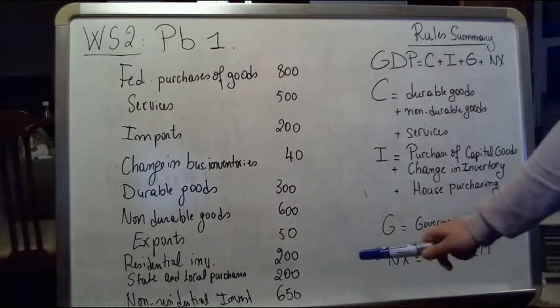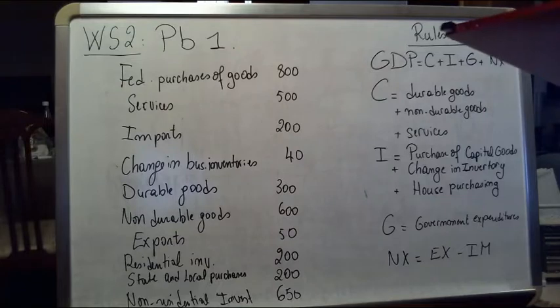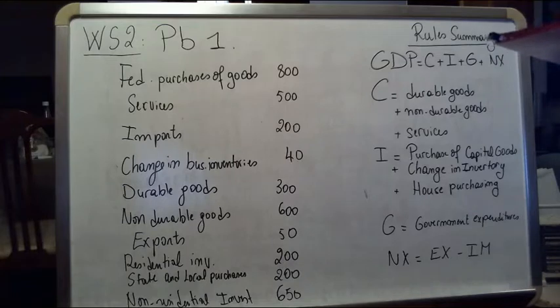Residential investment, $200 billion. State and local purchases, $200 billion. Non-residential investment, $650 billion. All right, the questions are, calculate the following: consumption, investment, government purchases, net exports, and gross domestic product.